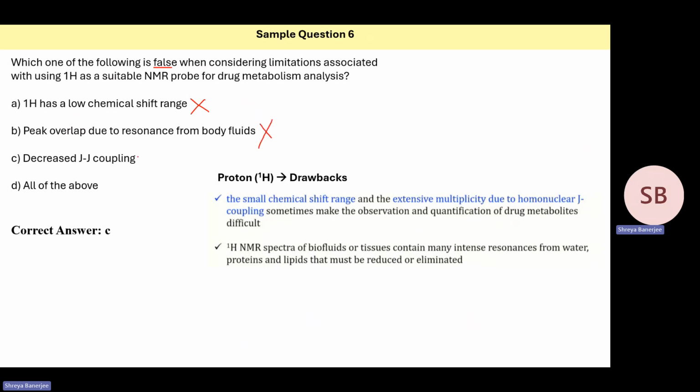Decreased J coupling is wrong. So it is false and it is the correct answer. 1H has a lot of J coupling. We just discussed, in 1H you can have quartets, you can have many other couplings, and they will all overlap with each other. So there is an increased J coupling. That means J coupling decreased is false. And the question is asking which is false. So the correct answer is C.